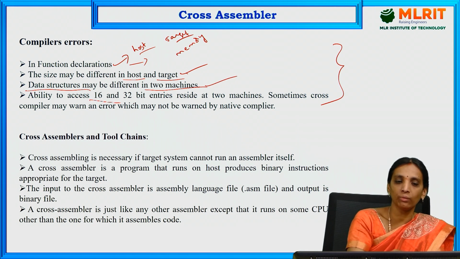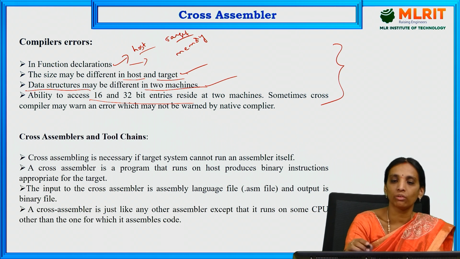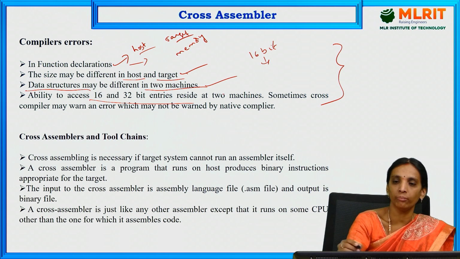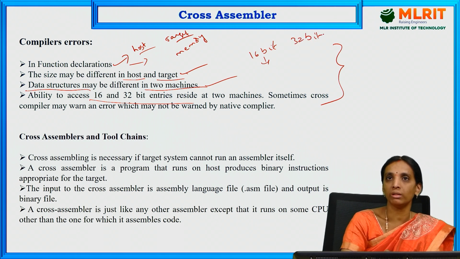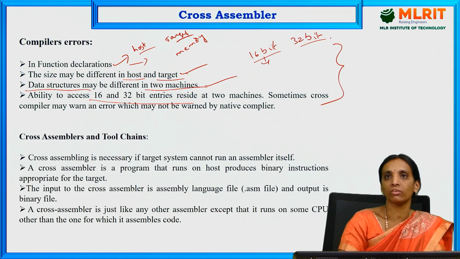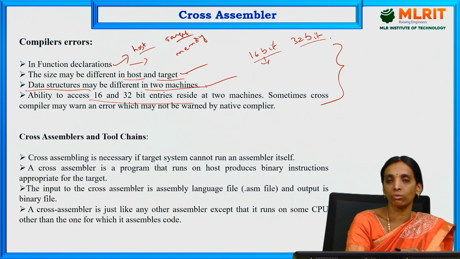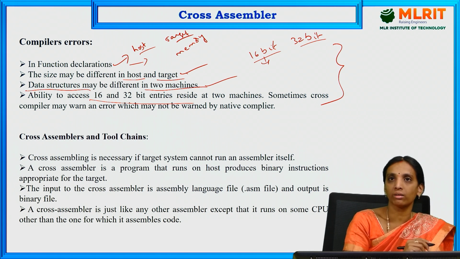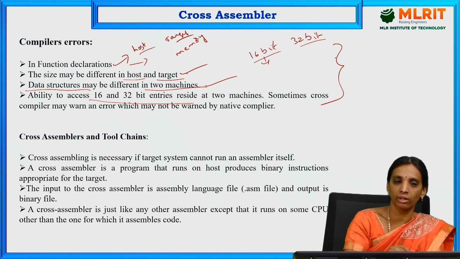And the ability to access 16 and 32-bit entries on the two machines. That means if the host machine is a 16-bit machine, it will allow data up to 16 bits only, but if the target machine is a 32-bit machine, it will allow data up to 32 bits. So that means the data bus width of the two machines will be different. So then also we will get errors in the cross compiler. So these are the errors occurring in the cross compiler.